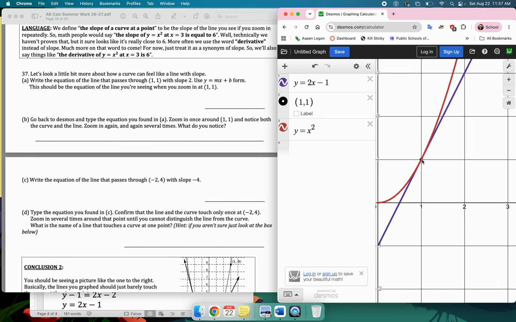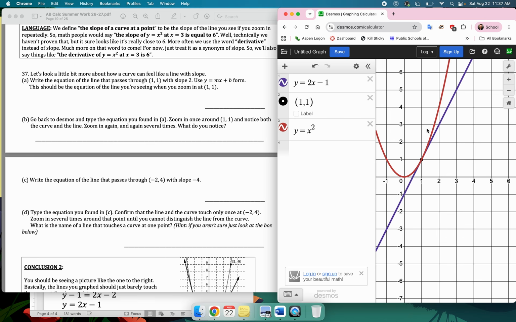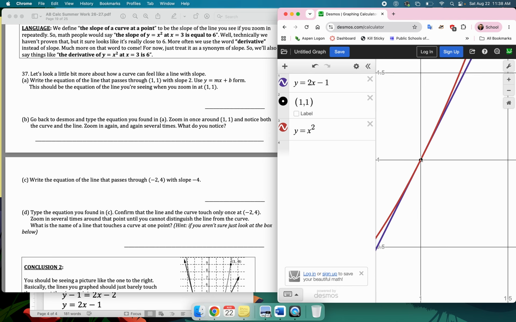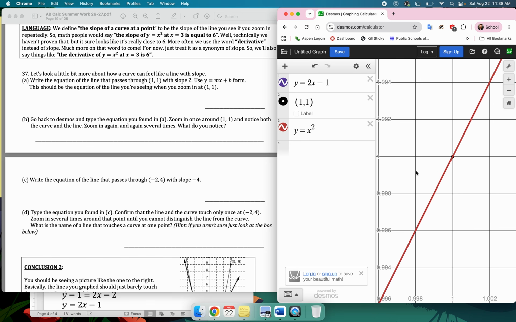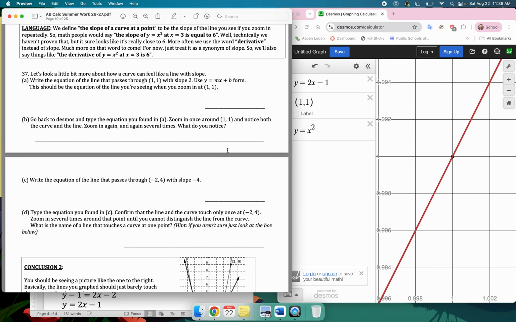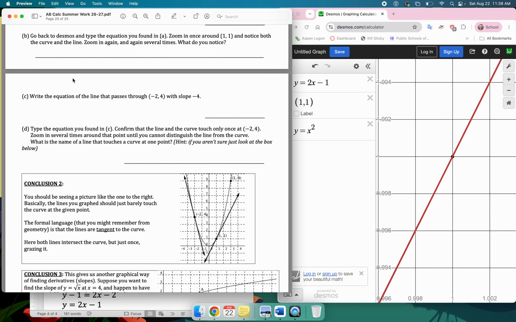So initially, as you can see, here's the graph of y equals x squared, and then here's this line. But what we're claiming is that this purple line here, 2x minus 1, is the line that you begin to see when you zoom in on x squared a lot. So if I zoom in, zoom in, zoom in, as you can see, they start to overlap. Okay, that's the point of this exercise. I feel like that question could have been written a little more clearly, but whatever.